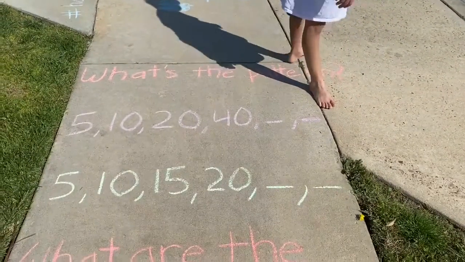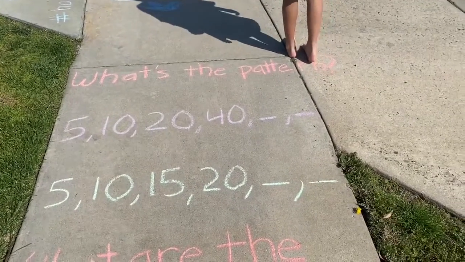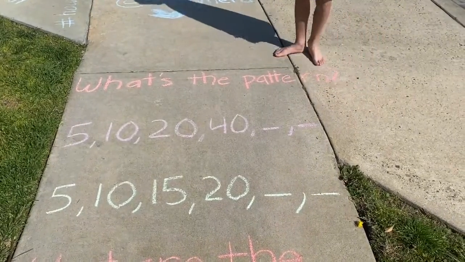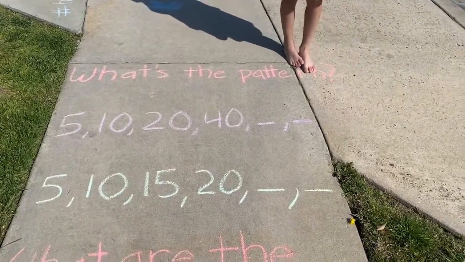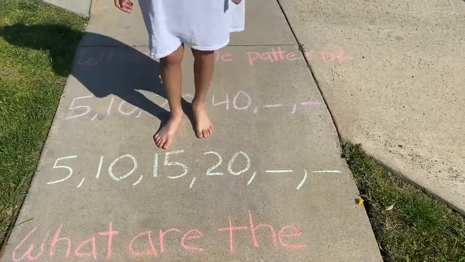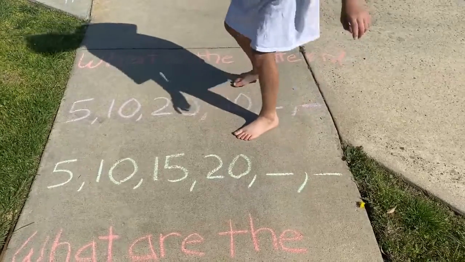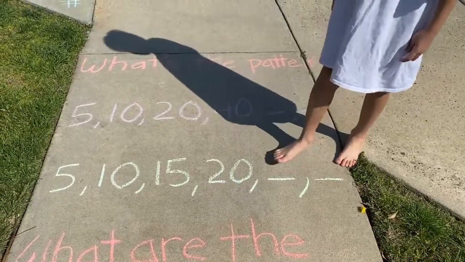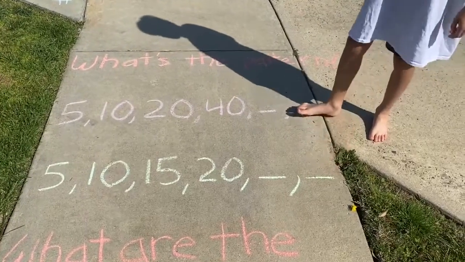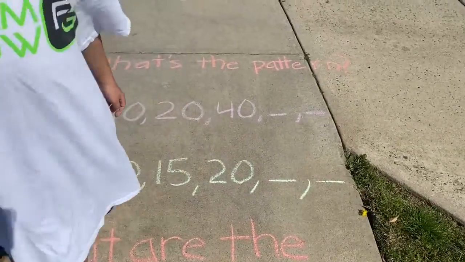Okay, so the top one, we're multiplying by 2. So the next 2 numbers are 80. And then what was after 80? 160. Now the bottom one starts with the same pattern. They both start with a 5 and a 10. So does the bottom one have the same pattern as the top one? No, because it has a 5 instead of a 20. And then a 20 instead of a 40. And then a 25 instead of an 80. And then a 30 instead of 160. So even though they started with the same 2 numbers, that doesn't mean they have the same pattern, huh?